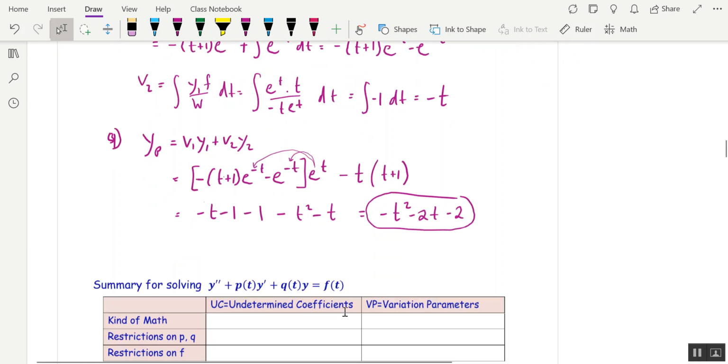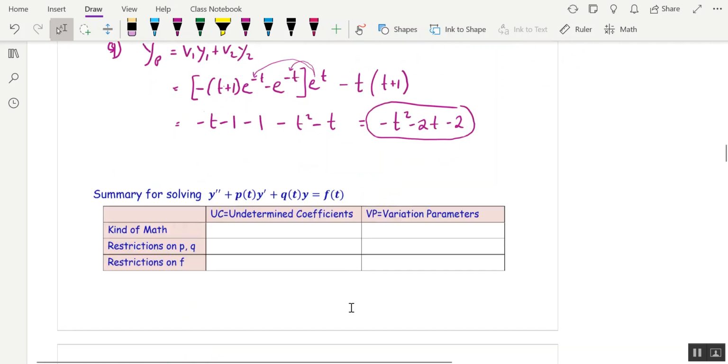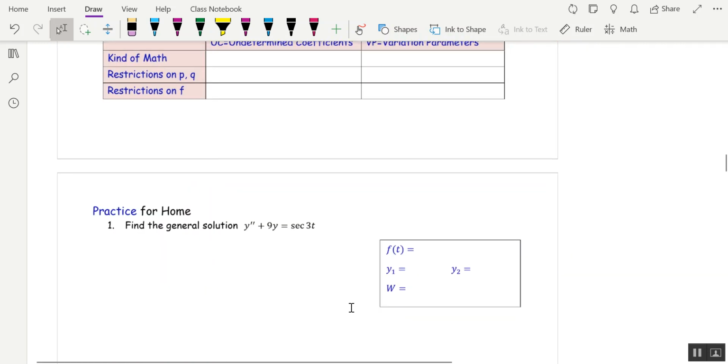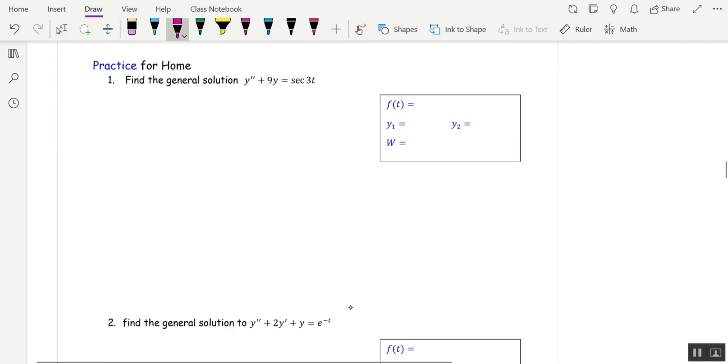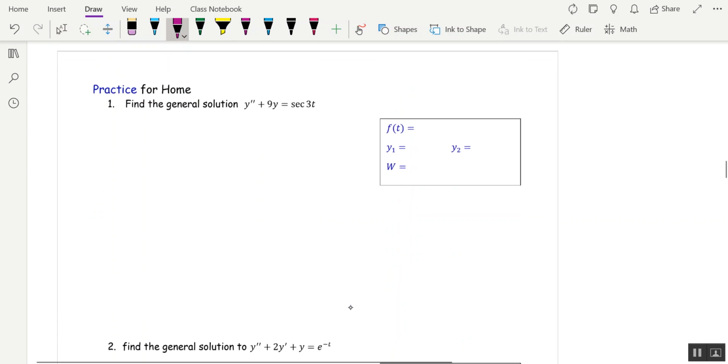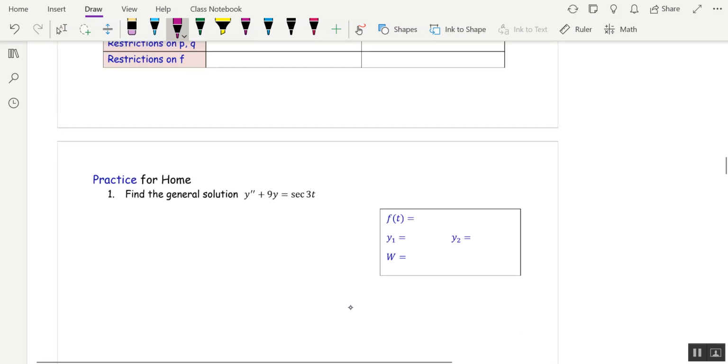All right. And lastly, I just want to summarize the two methods for you. By the way, you have two homework problems to do. This one, fairly straightforward. This one's super easy. The integrations are very easy.